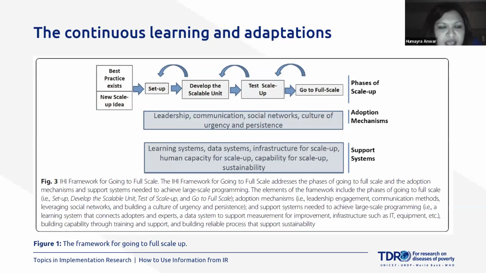So here is a figure, a framework for scaling up given by Barker in 2016. And this describes how we can scale up an intervention. It has 4 stages: set up, then develop the scalable unit, test the scale up, and go to full scale. So for the setup, first either you have a new idea or best practice you want to scale up. Then you have to set up your goal first, what you want to achieve, what you want to scale up. And then you also have to set up whom you are going to apply the intervention to first.